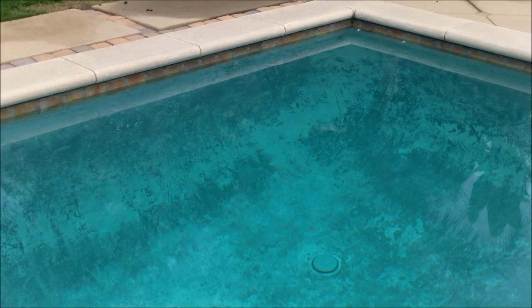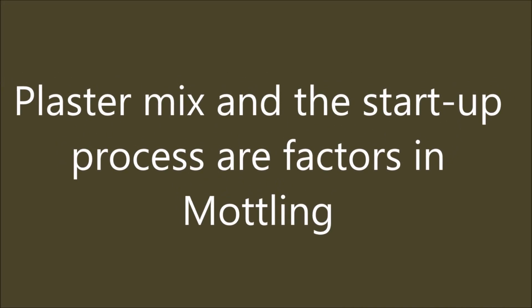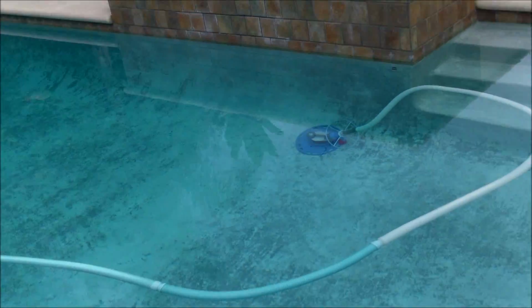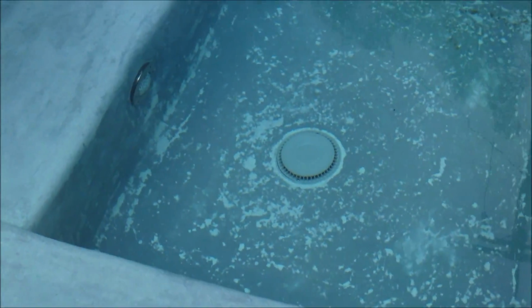And here's a colored plaster pool with a lot of mottling here. And this started actually from day 1 when I first took over the pool. And again, this has a lot to do with the initial plaster mix they use in a pool. So in most cases, if you have a colored plaster pool, you're going to have some mottling going on in your plaster. It actually stipulates that in the contract you sign that there'll be some discoloration. It won't be a uniform solid color.